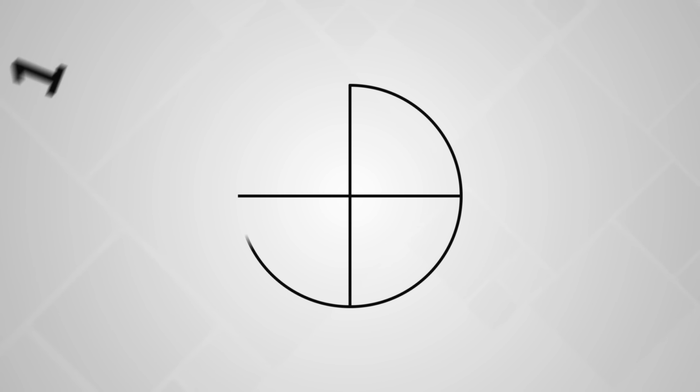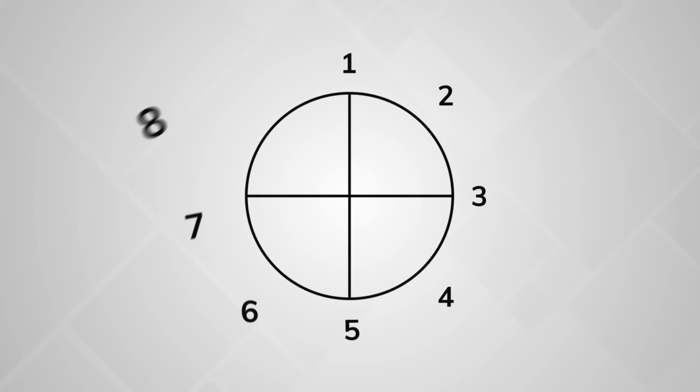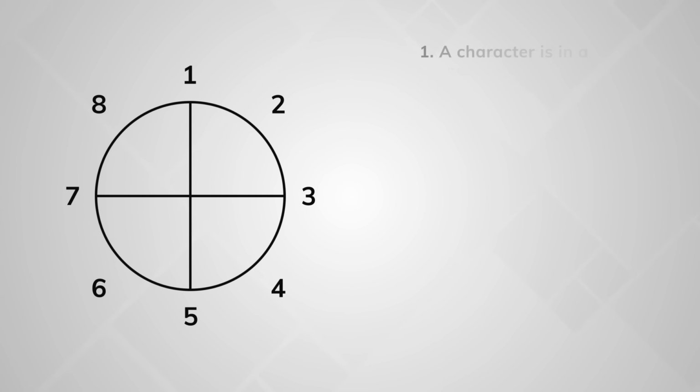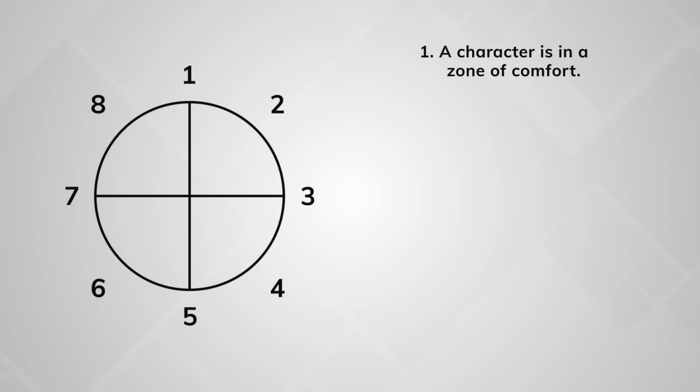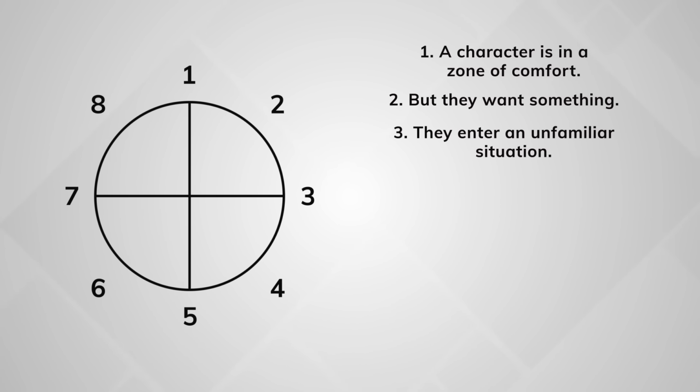The story circle breaks down into 8 points that Dan Harmon says are the fundamental elements of a dramatic narrative. Number 1, a character is in a zone of comfort. Number 2, but they want something. Number 3, they enter an unfamiliar situation. Number 4, they adapt to it.